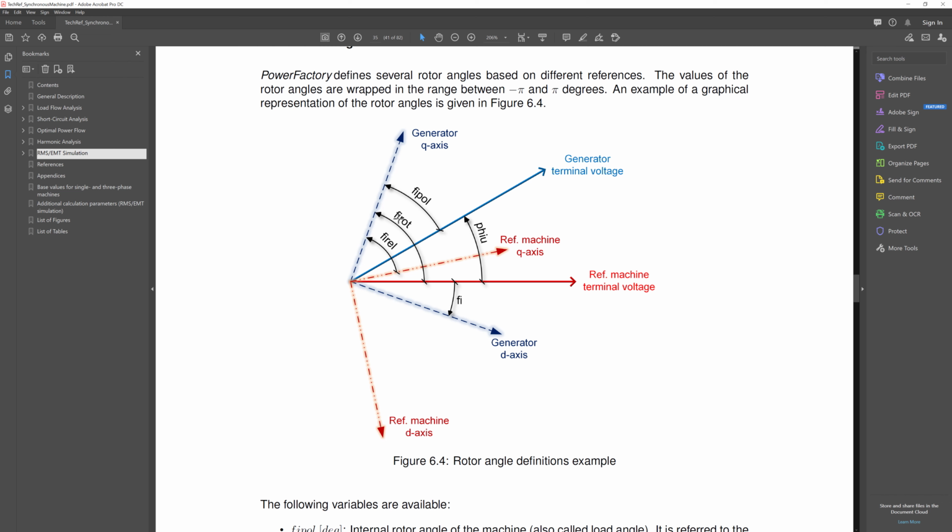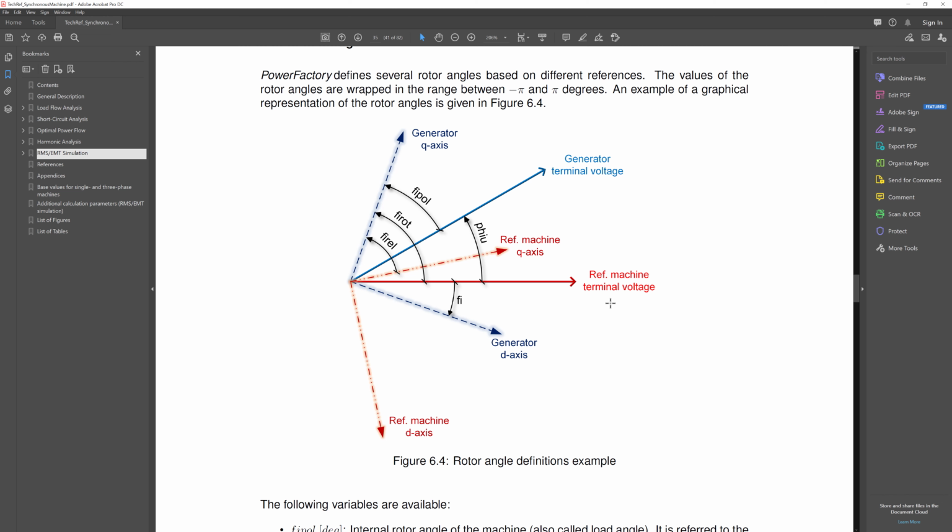Let me use this color here. No, I cannot use the color. Why not? Something is happening, but okay. Here is phi rod. You can see with my cursor, this is phi rod. This is the Q axis of the generator, okay? And this is the reference machine terminal voltage, okay?